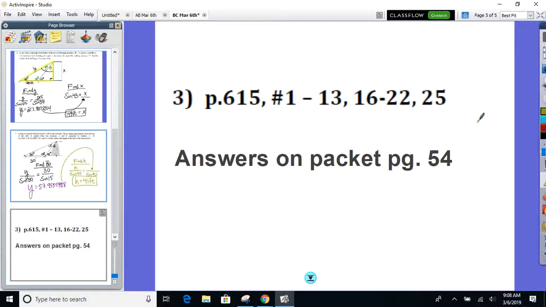Make sure you know where you're doing these. This is not homework if you don't finish. It's part of the review we're going to keep going with tomorrow. So know where you put these answers. So page 615, these problems, check your answers. Answers are on packet page 54.